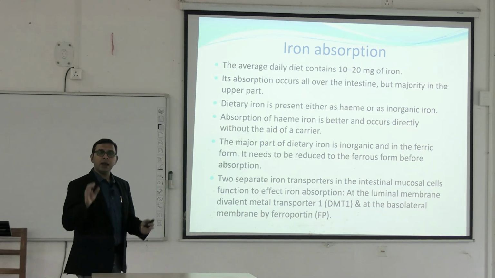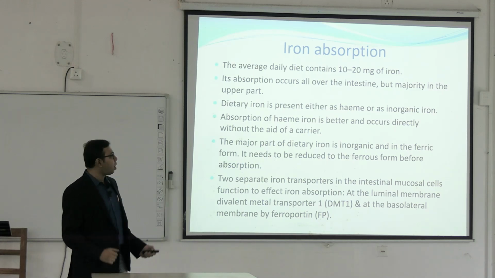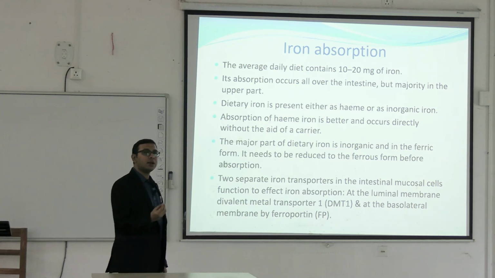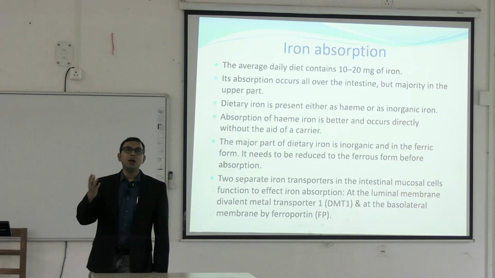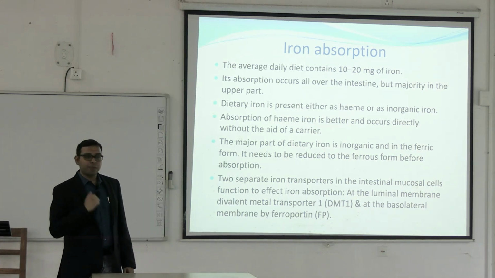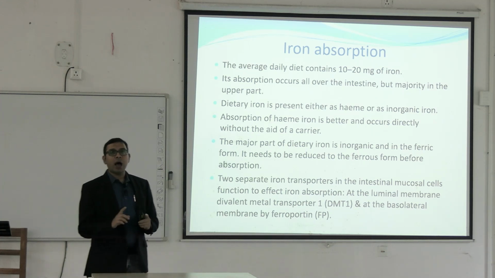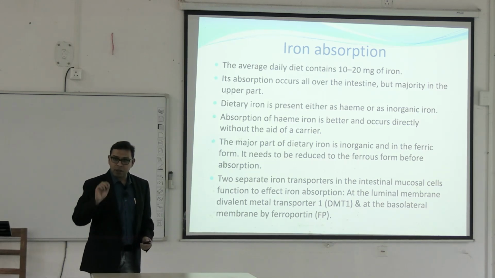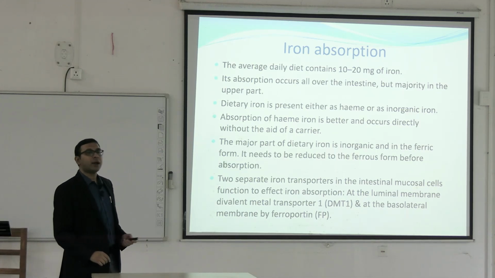In vegetables, mainly inorganic iron is present, which is difficult to absorb in our body because it is present in the ferric form. When the iron is present in the ferrous form, it is easier to absorb. The ferric form has to be converted to the ferrous form before its absorption. Two separate iron transporters mainly help in iron absorption. One is the divalent metal transporter 1, which is present at the luminal membrane of the enterocytes, that is the intestinal cells. Another is ferroportin, which is present on the basolateral side.